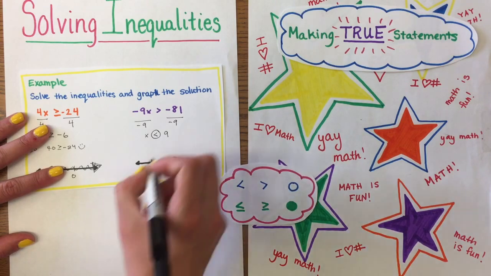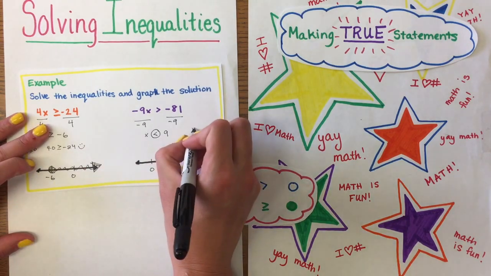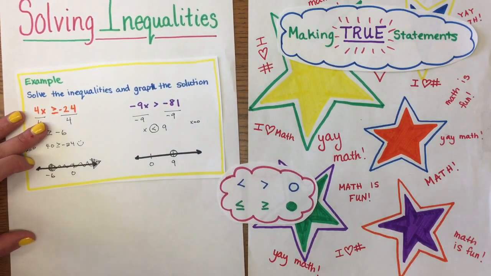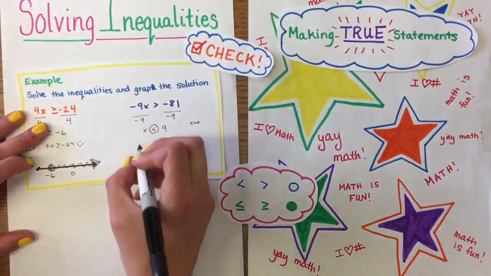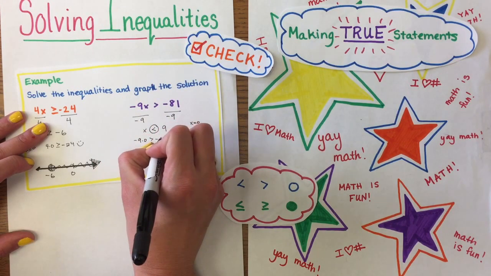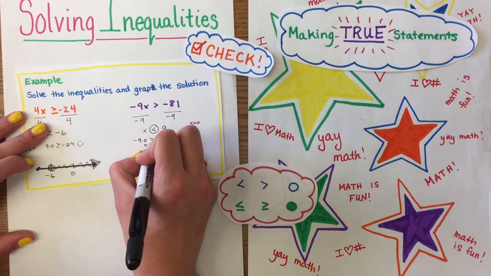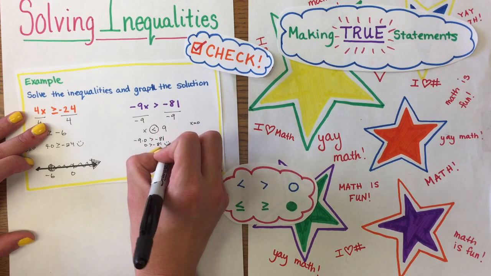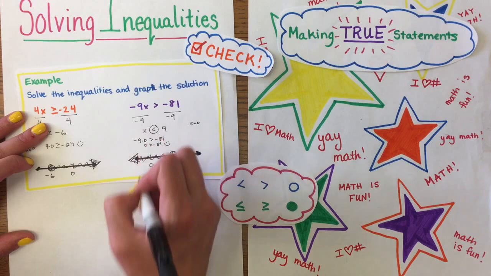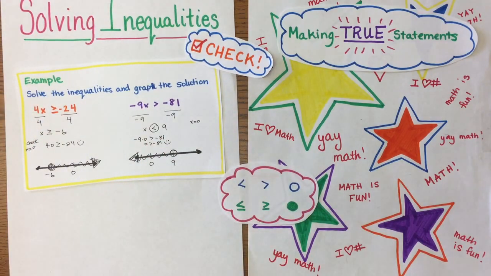If I go back to my cheat sheet, this is a less than, so it's going to have an open circle. If I check x equals 0 in my original, negative 9 times 0 is greater than negative 81. 0 is greater than negative 81 is true, so I'm going to shade the side that includes 0. So that's what it looks like there.